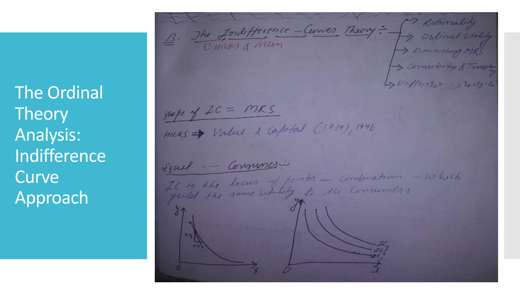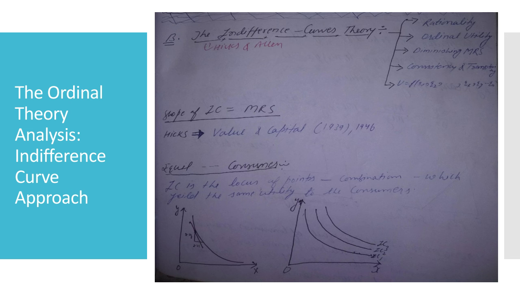Second one is ordinal utility. It means utility is not a measurable concept. If we have some chosen bundles of goods, then we can rank them or order them according to our preferences or satisfaction level. What we can't measure is the utility. So that's why it is ordinal in nature. Third one is diminishing marginal rate of substitution.